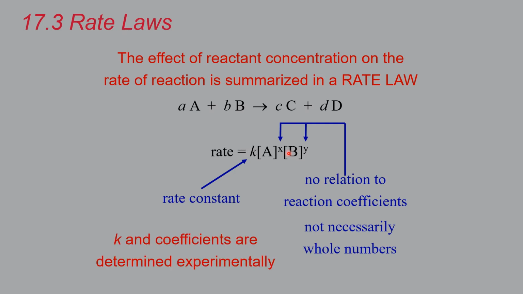Now, the rate constant and those exponents are determined experimentally. And the result is that if you plug in any particular set of concentrations, and work everything else out, you will get an answer that tells you what that reaction rate is going to be at that instant with those particular concentrations. So what we're going to do now is talk about basically how we determine that.